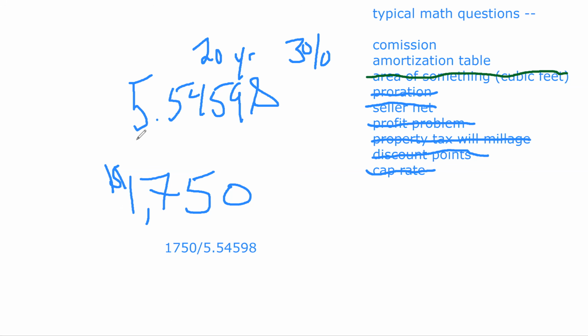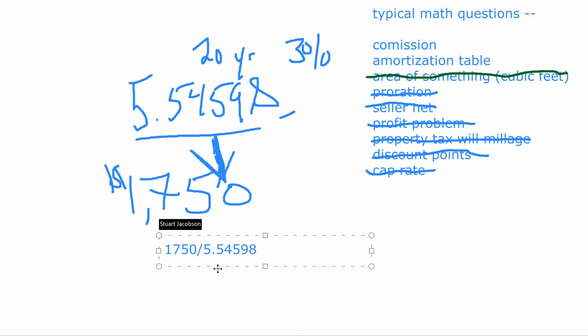Because I told you this was every monthly payment per $1,000 of the loan. So we need to figure out how many of those could fit into our monthly budget. How many of these monthly payments could fit into our monthly budget? So that being said, what is that number?